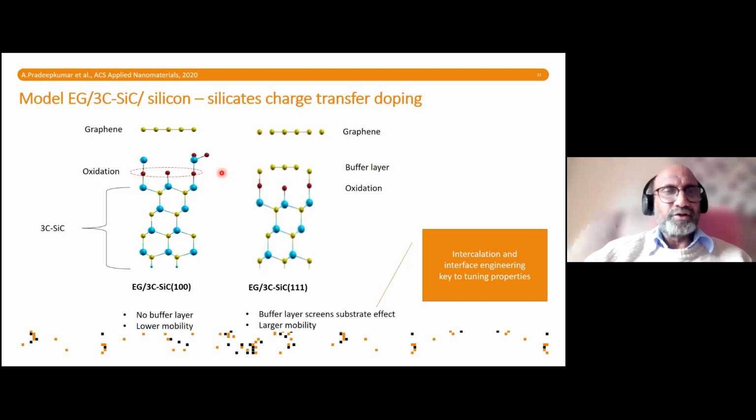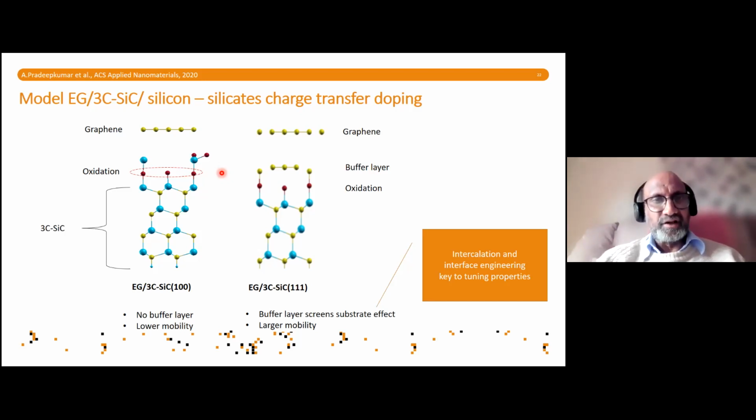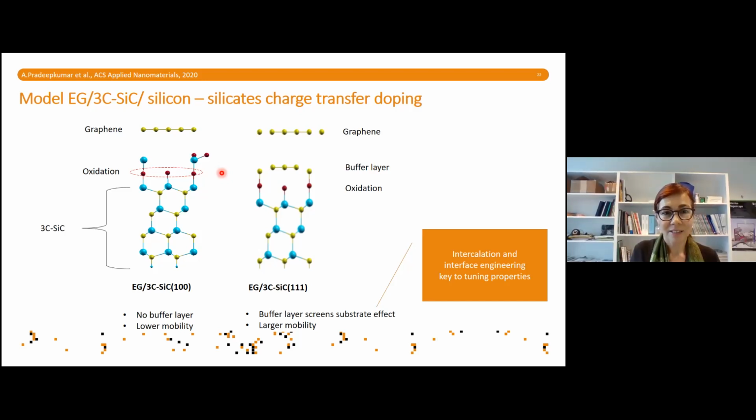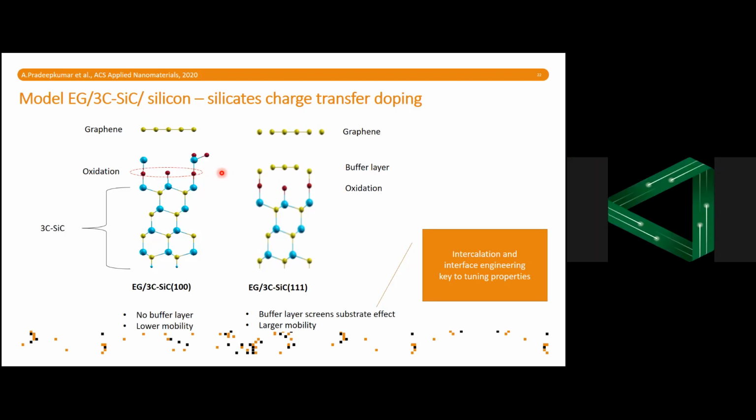Okay, so essentially you've got an already defected substrate, and that's really propagating into the graphene itself. Yeah. Okay. Good. Thank you. That's exactly right. Other questions from people?